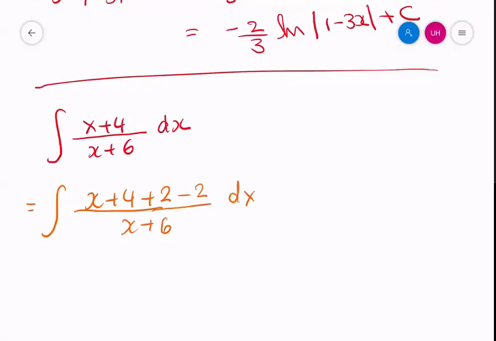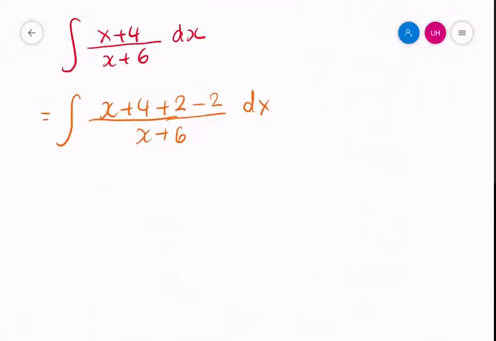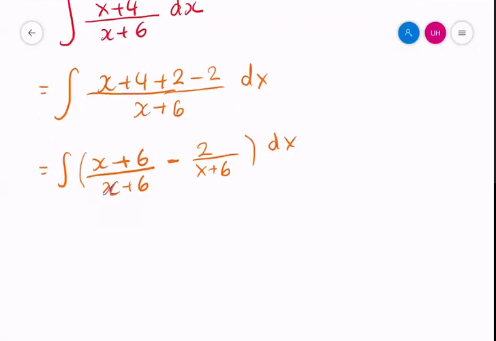And now there's going to be x plus 6 over x plus 6, and minus 2 over x plus 6. This minus here, and that's the x. So far, so good?